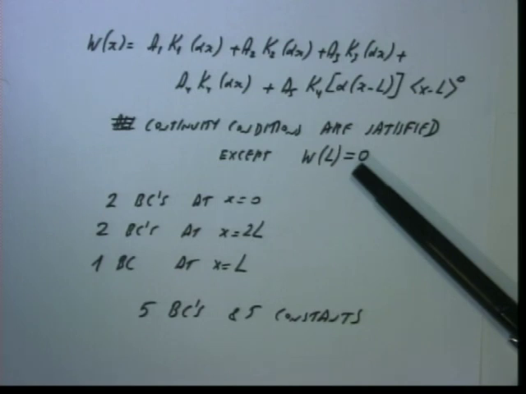Boundary conditions at x equals L. So we have 5 boundary conditions and 5 constants. So this is much simpler than 8 equations for 8 constants. Okay? Much, much simpler.